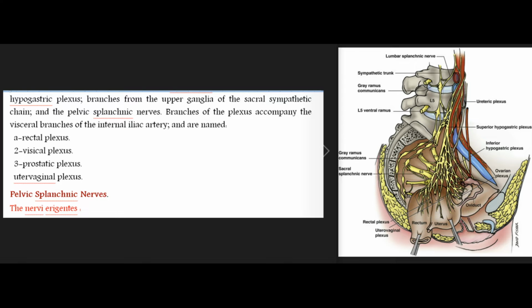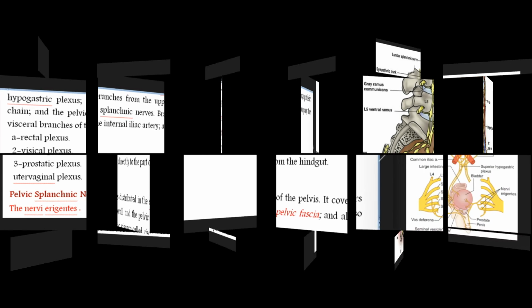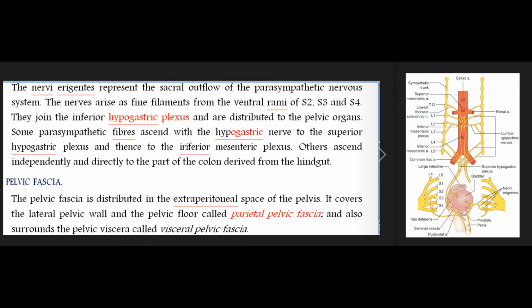Pelvic splanchnic nerves, the nervi erigentes. The nervi erigentes represent the sacral outflow of the parasympathetic nervous system. The nerves arise as fine filaments from the ventral rami of S2, S3, and S4. They join the inferior hypogastric plexus and are distributed to the pelvic organs. Some parasympathetic fibers ascend with the hypogastric nerve to the superior hypogastric plexus and thence to the inferior mesenteric plexus. Others ascend independently and directly to the part of the colon derived from the hindgut.